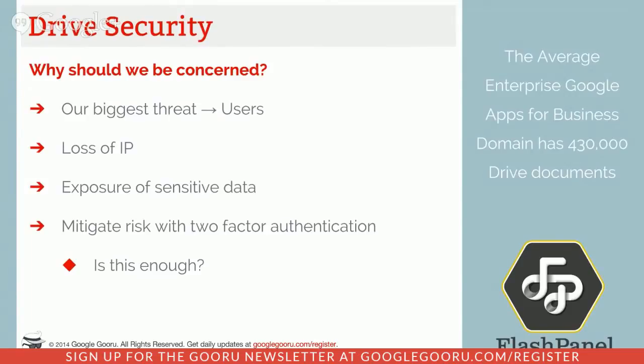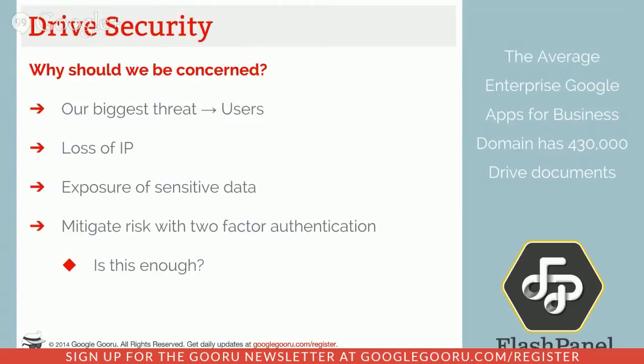Imagine a user who's never used Google Drive before in your organization. You've just deployed Google Apps. You turn this on and you say, go collaborate, go share. There's going to be errors. There's going to be people sharing documents out inappropriately, and it's rarely from malicious intent. The average enterprise Google Apps for Business domain has 430,000 documents in their Drive. So there's tons of room for user error, and what's the best way to combat this?